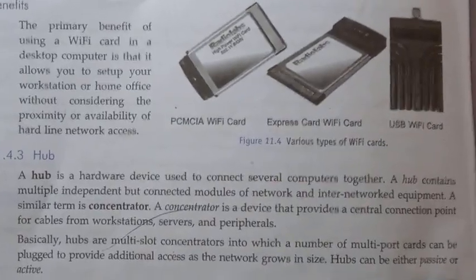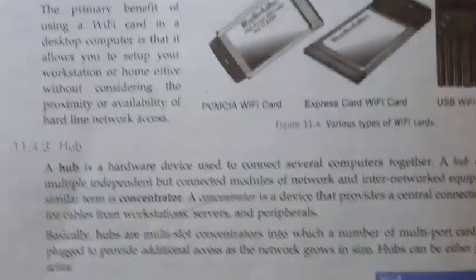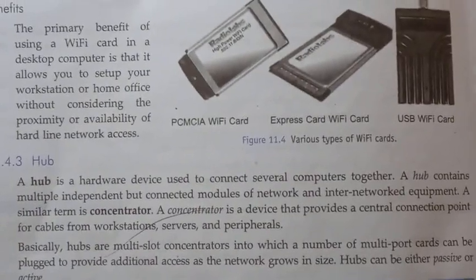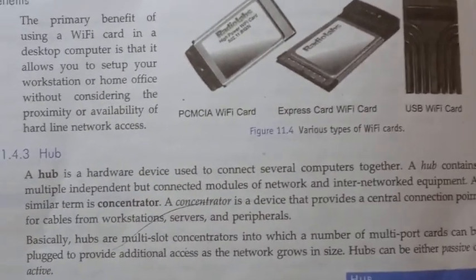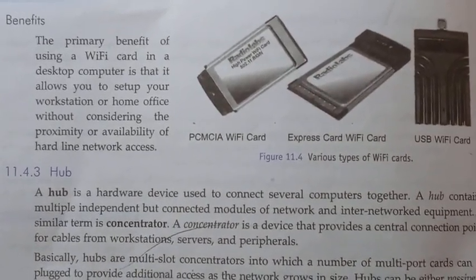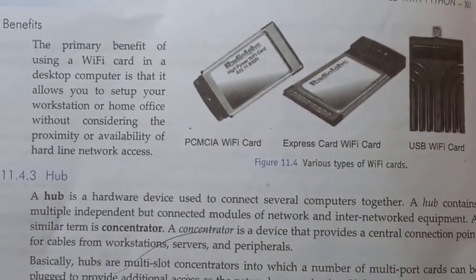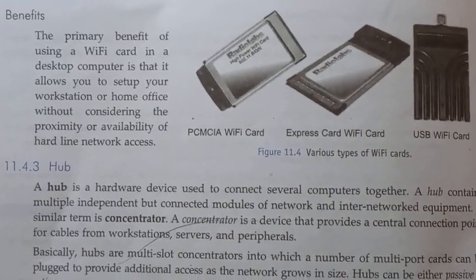Here, look at the figure on the right side. Various types of Wi-Fi cards are available here. We already saw that Wi-Fi cards are of two types, either external or internal. External means we can connect it to the USB port. Internal means it is attached to the motherboard.